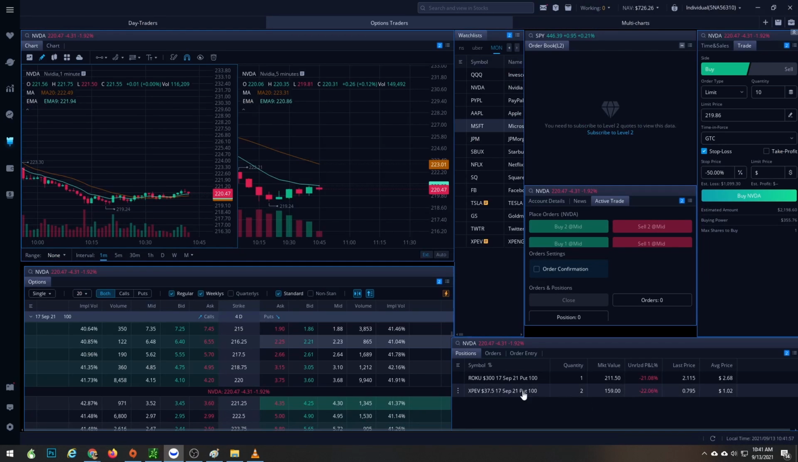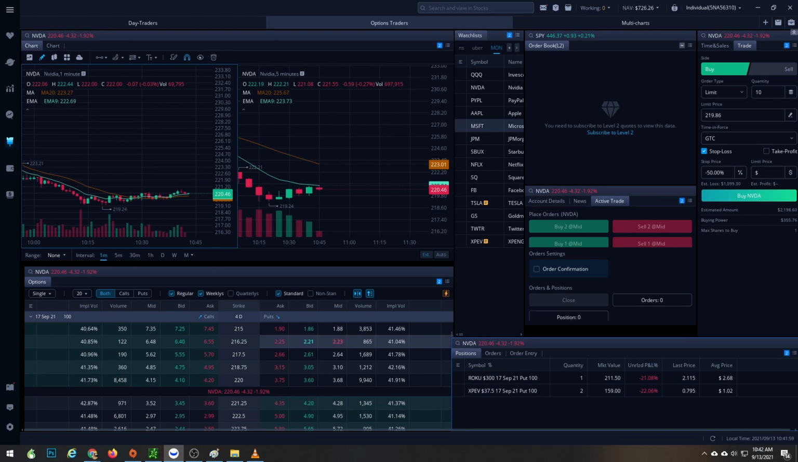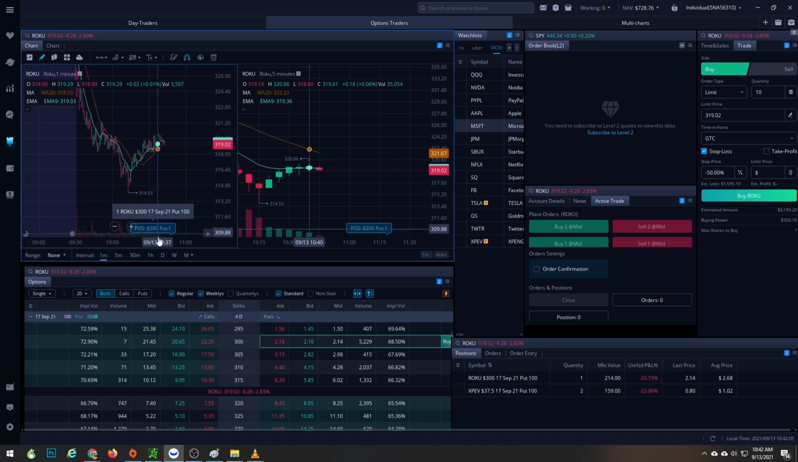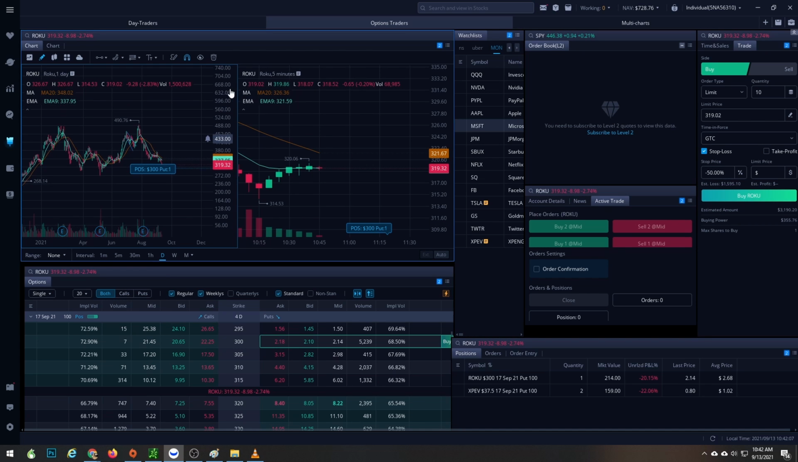In my current positions that I have open, I have Roku open because it has a high potential to continue to go downwards. So let's just take a quick look at that. If we look at the daily chart here, it's been showing a downtrend for a little bit. I think it can break below, and so that's why I'm holding it, potentially into the next day. I have one contract there.